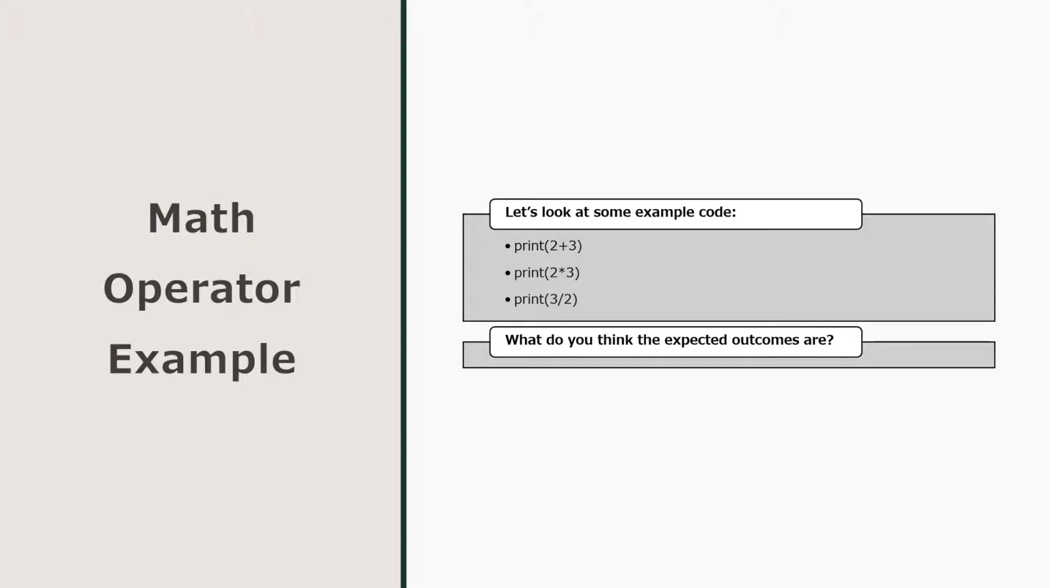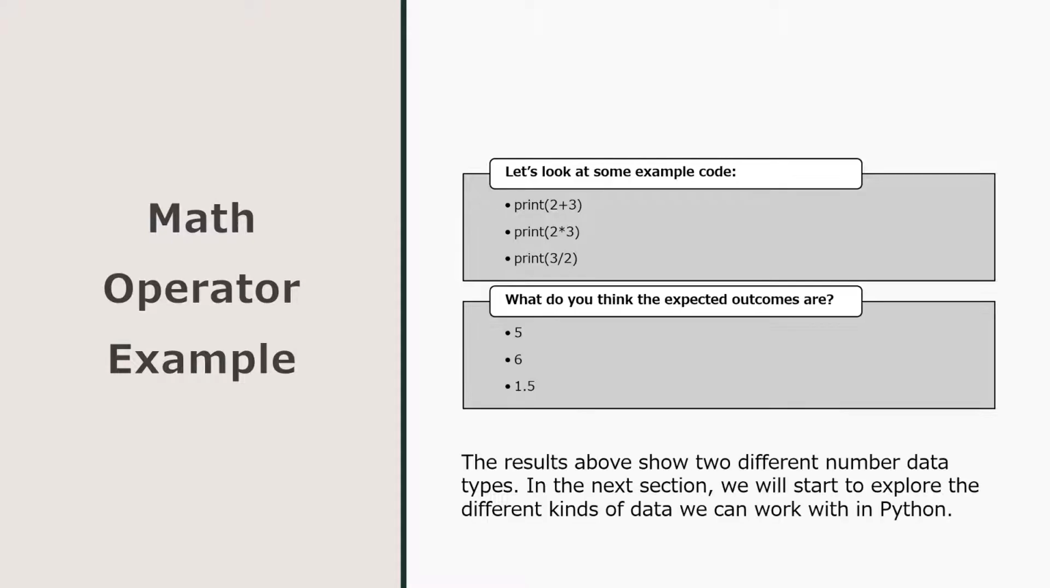These aren't too hard of math problems to solve. So now let's see what we expect to happen. If you run these lines of code in an interpreter such as IDLE or a REPL, this is what you end up getting. There's 2 plus 3, that's 5, and then there's 2 times 3, that's 6. But then there's 3 divided by 2, which is 1.5.